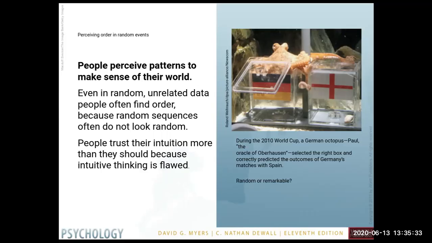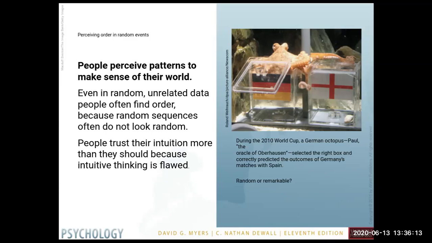Looking at the example on the right, there was a German octopus named Paul, the Oracle of Oberhausen. In his tank there were two boxes of food. One on the left had the German flag. The one on the right had the Spanish flag from Spain. Germany and Spain were playing each other in the World Cup, so they wanted to see if we have a psychic octopus. This psychic octopus was given the two food boxes, and whichever one Paul chose was going to be the winner of the match, they said.